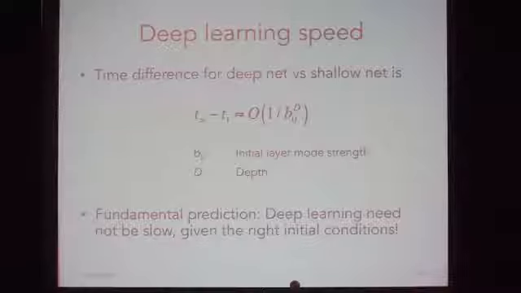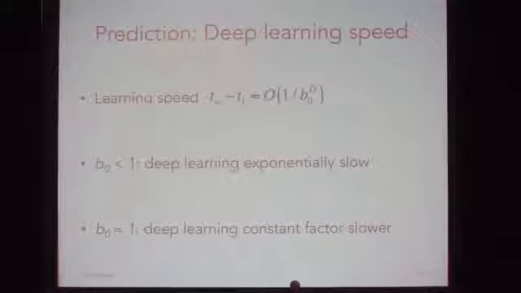So this is actually a fundamental prediction of the theory, and it's quite remarkable, because what it's saying is deep learning does not need to be slow necessarily. It depends critically on your initial condition. It will be exponentially slow if your initial layer strength is small, but it will only be a constant factor slower if the layer strength is not small.